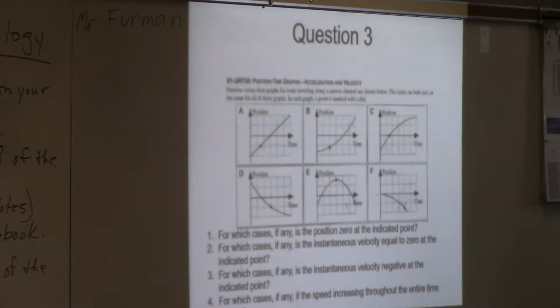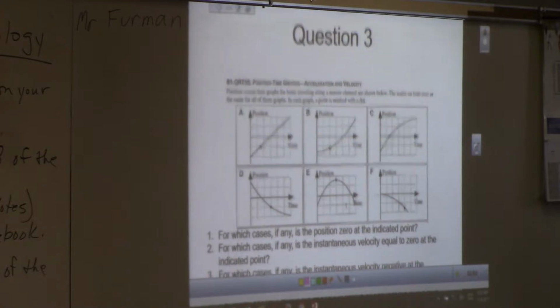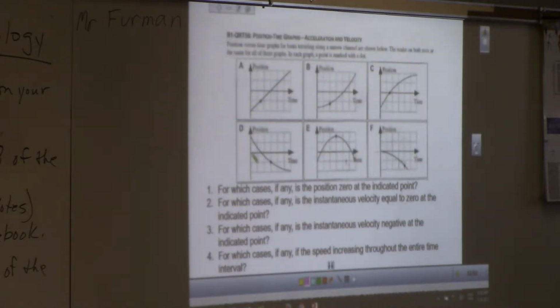a question again, position versus time graph. So now we're not dealing with velocity versus time, position time. It tells us the scales are both the same for all four graphs. For which cases, if any, is the position 0 at the indicated point? So again, the point is right here, right here, here, here, here, and here.